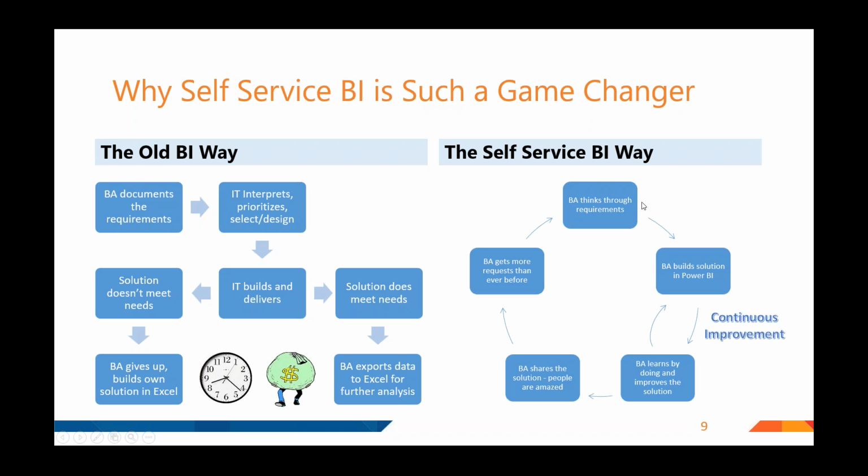So this is the way the self-service BI process works. First of all, the BA thinks through the requirements, and then they start to build their own solution in Power BI Desktop or maybe Power Pivot for Excel. And as they start to build the solution, what they find is quite often what they asked for or what they thought they needed is not what they need. Now, over on the left-hand side here, IT basically didn't have the insights that the analyst has him or herself when they do it themselves.